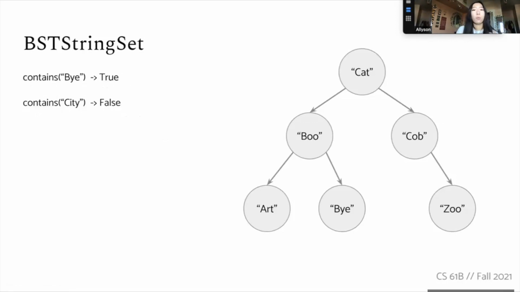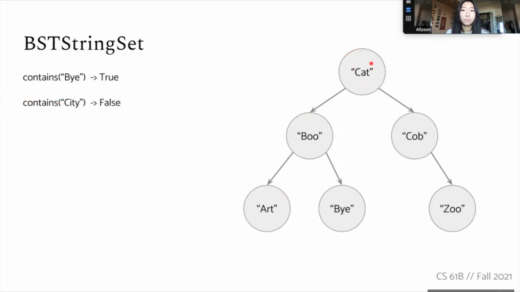Now let's take a look at what would happen for the contains method given these calls. If we said contains of by, we would eventually want to return true. The way we would get there is we'd start at the root like always, and we would say alphabetically, by is less than cat, and things that are less than go to the left. So we'd go to cat.left. Once we're here, we'd compare by to boo, and we'd see we're greater than boo, so we'd go to boo.right. Then we would compare by to by, and we'd realize we've found the element we were looking for, so let's return true.